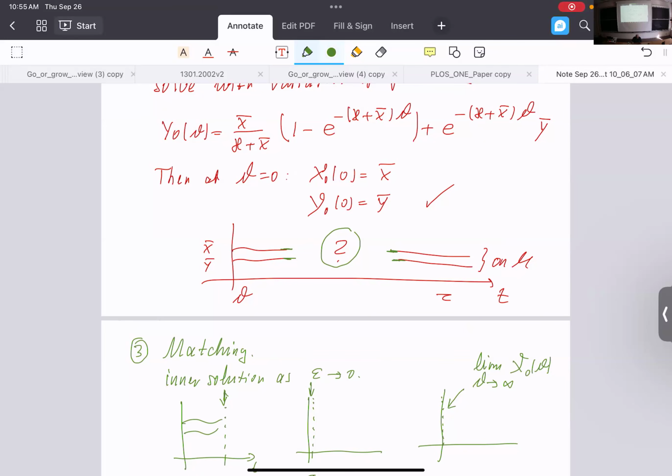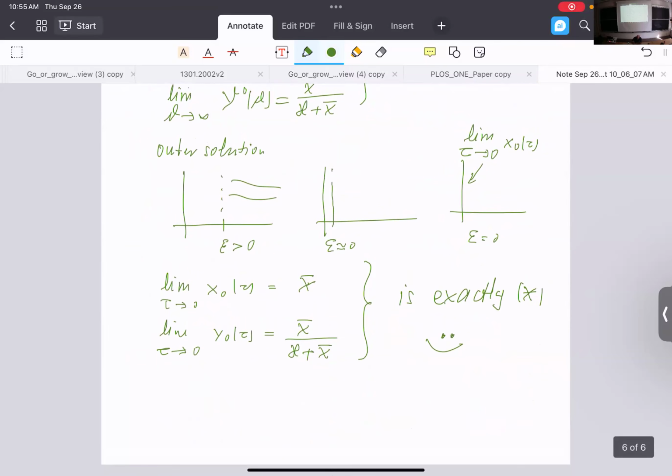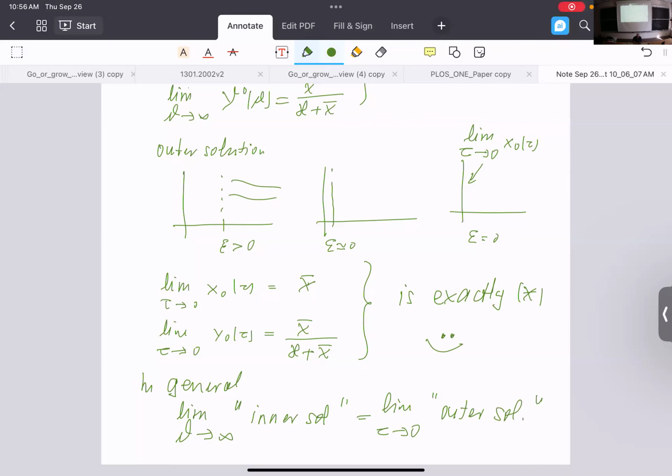How does it look in phase space now? There's still one thought we have to do. Maybe I first want to write this. So in general, we have limit theta to infinity of the inner solution equals limit tau to 0 of the outer solution. Yeah, I think this is something you should actually remember for your entire life. It's a good thing to know.